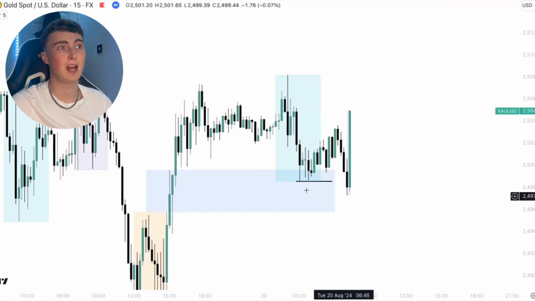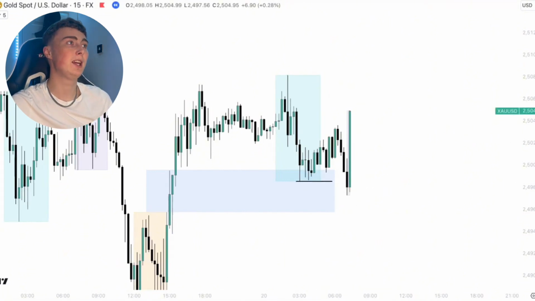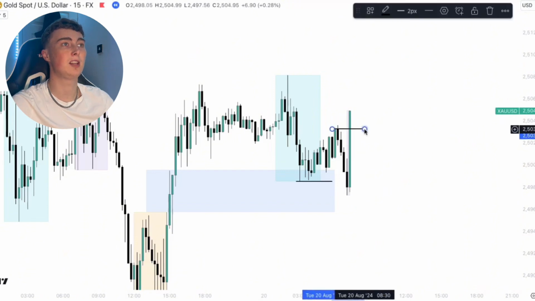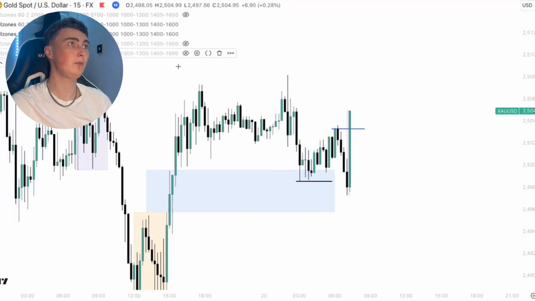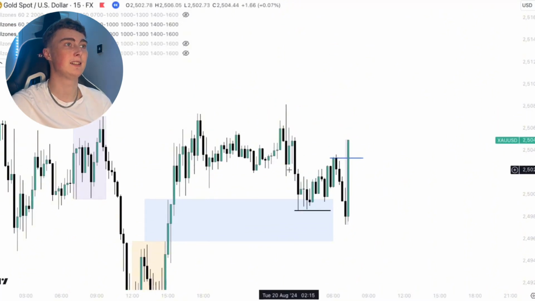You can see that we take out liquidity and then we give another CSD, except this time, what do we have on our side? We have the aspect of time. If we draw out the model, again, it's the same thing.